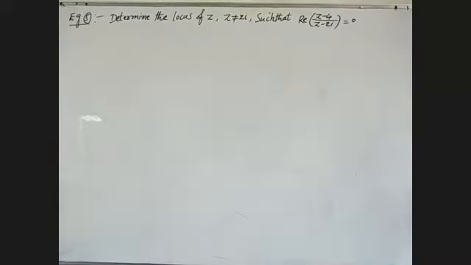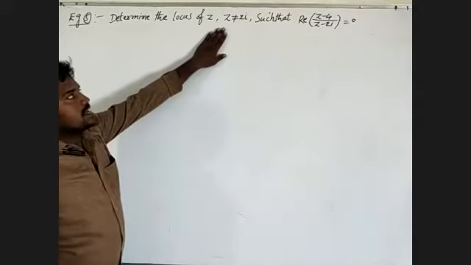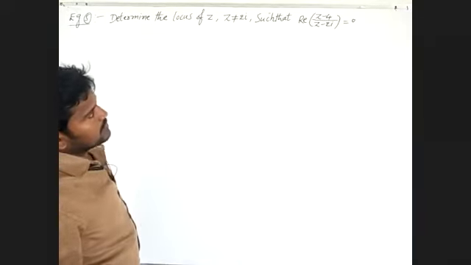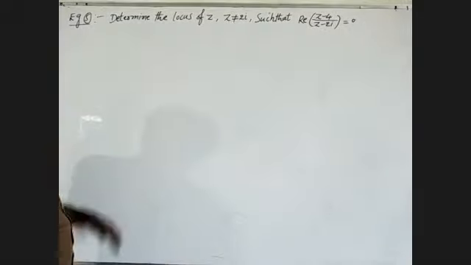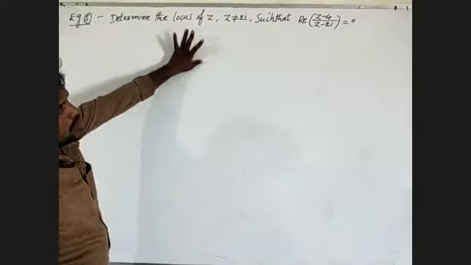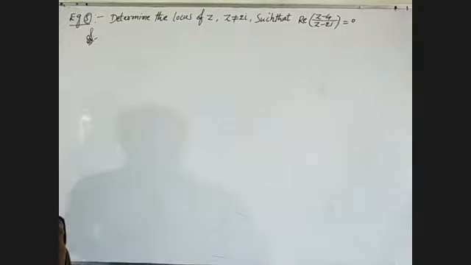Observe in this one, determine the locus of Z where Z is not equal to 2i such that the real part of (Z minus 4) by (Z minus 2i) is equal to 0. We will observe Z is not equal to 2i. Finally, determine the locus of Z. Here, what is given means the real part of (Z minus 4) by (Z minus 2i) is 0.